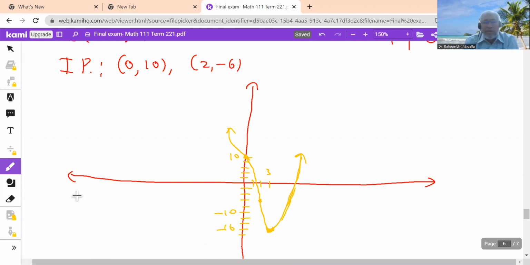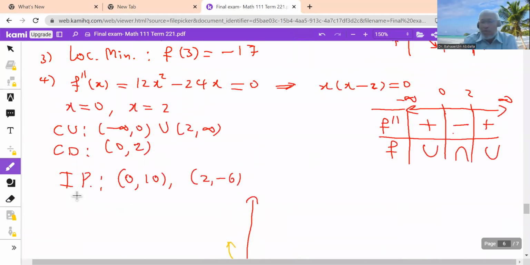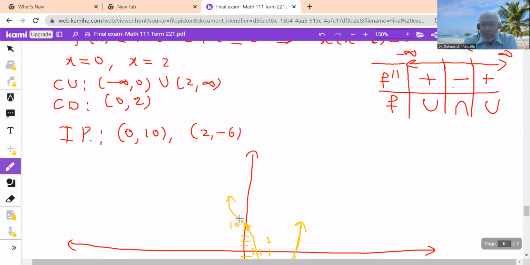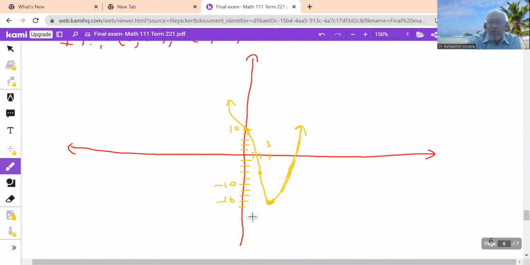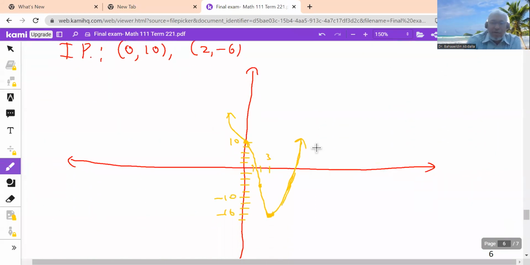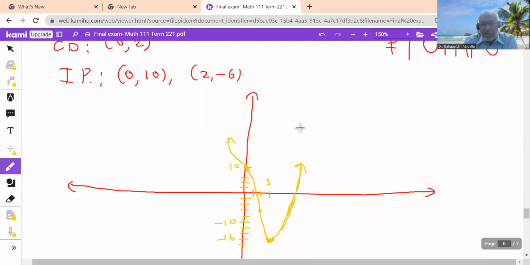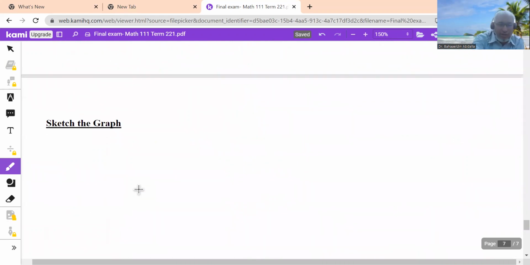So let us check everything. Is everything fine? The concavity is up from negative infinity to 0. Then from 0 to 2, it is down. And from 2 to infinity, it is up. The function is decreasing from negative infinity up to 3, and increasing from 3 on. So this is the graph of f of x. Everything is okay.